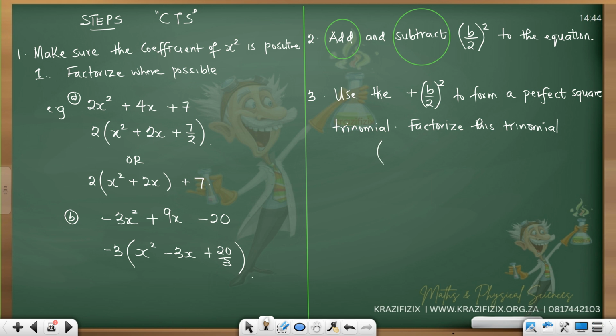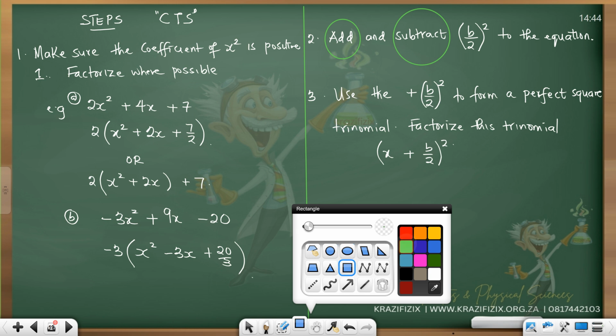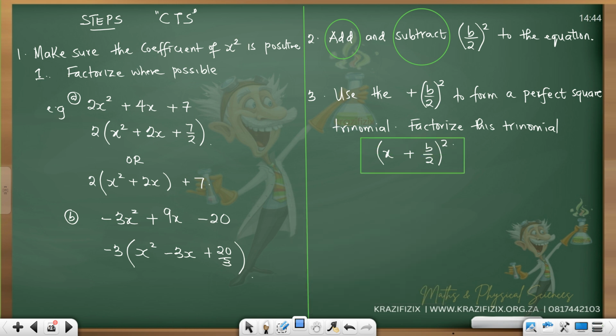All right. It will be x plus b over 2 squared. That is what that trinomial would give you. Please take note. x plus b over 2 squared. So when I factorize my trinomial, I would have that. But remember, I still have my minus b over 2 squared.